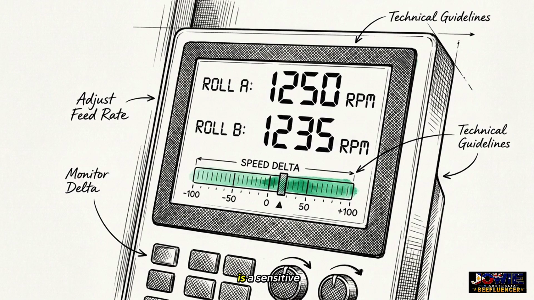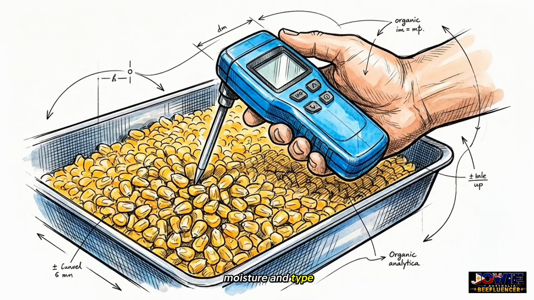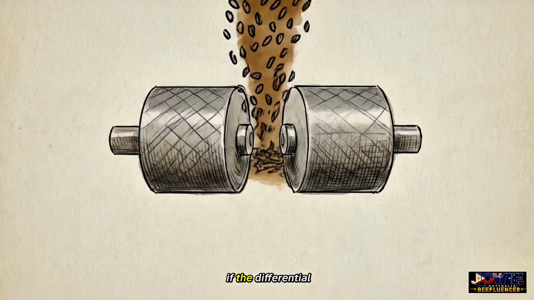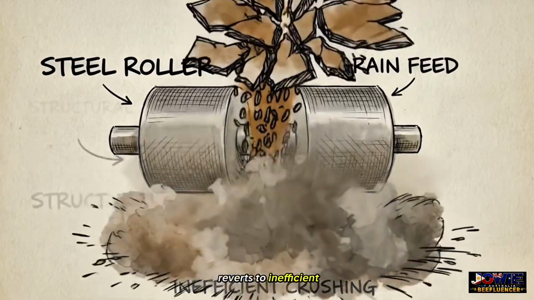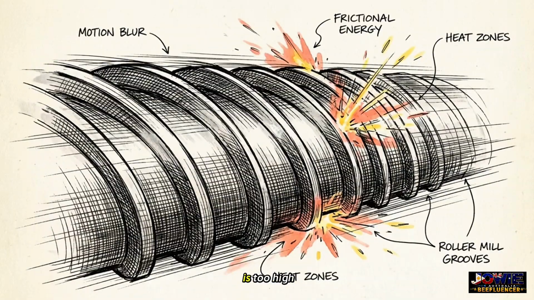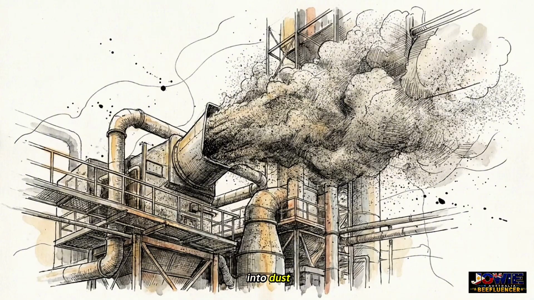This speed difference is a sensitive variable that requires constant calibration based on the moisture and type of grain being processed. If the differential is set too low, the shearing effect fails and the machine reverts to inefficient crushing. If the differential is too high, the rolls act like an industrial sander, pulverizing the grain into dust and accelerating the wear on the steel grooves.